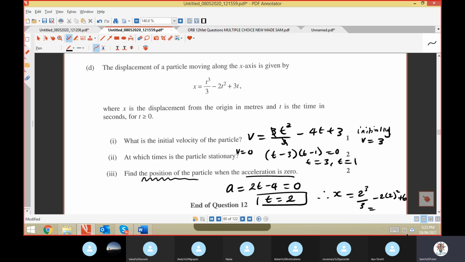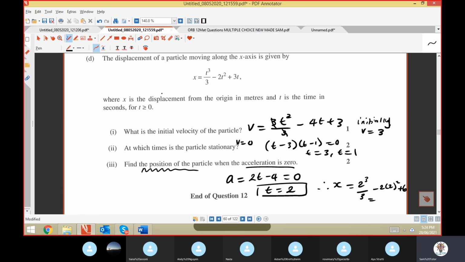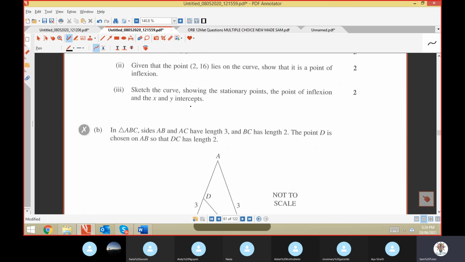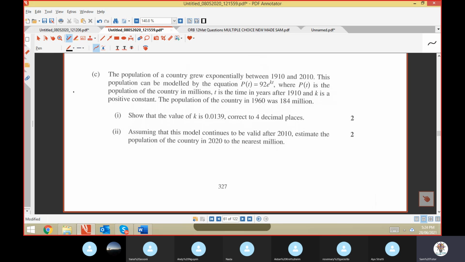All right. Moving on. Okay. Moving on. 13C is the next one. Oh, this one's relatively good.